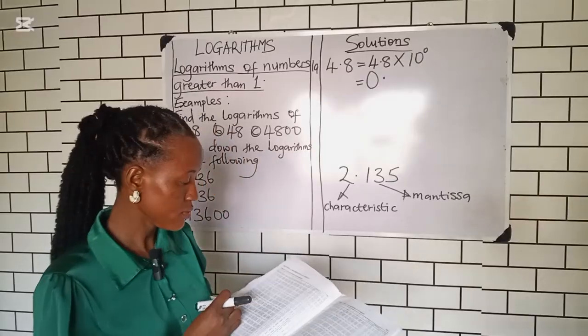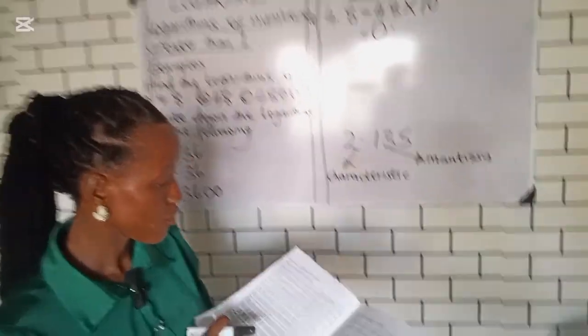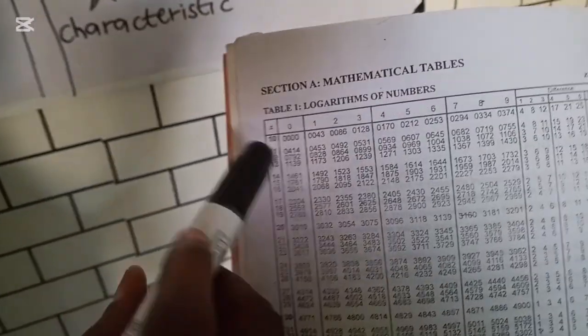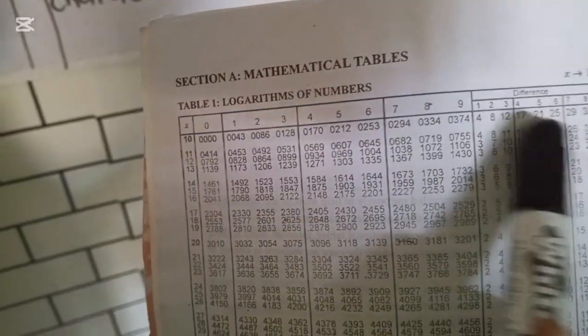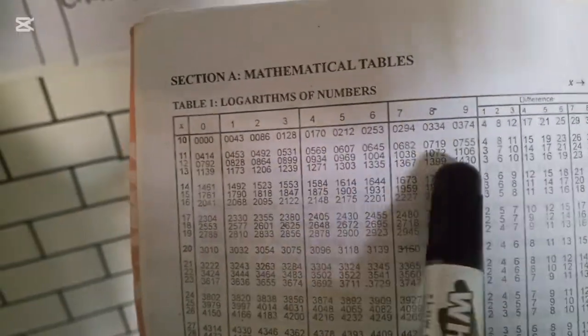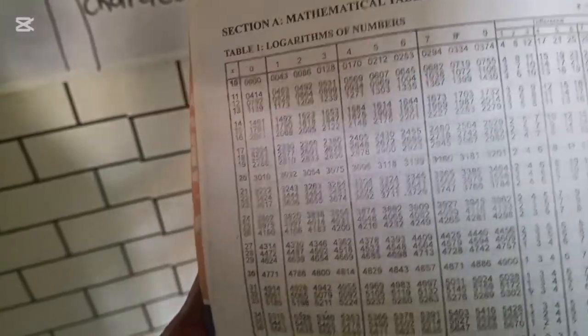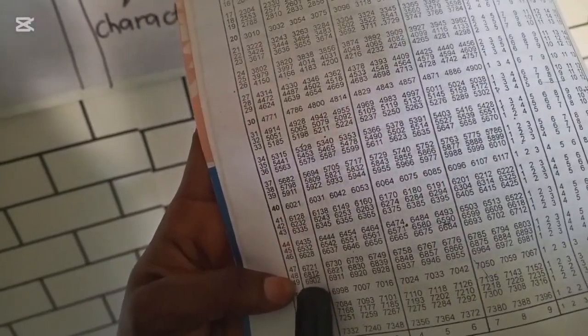We are going to open to logarithm of numbers. After opening to logarithm of numbers, you can go down to this side, this S part. Look for 48. You can see numbers. Now this part is the difference part. This is your S part. Look for 48. This is where 48 is. 48 under 0 is 6812.